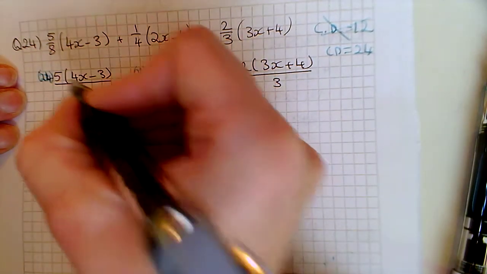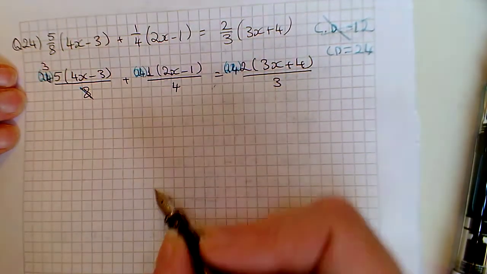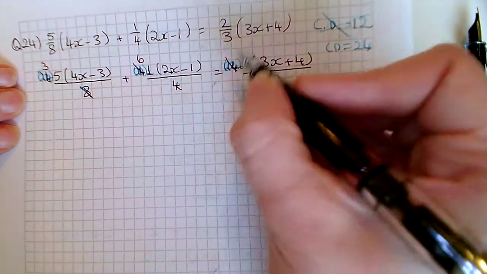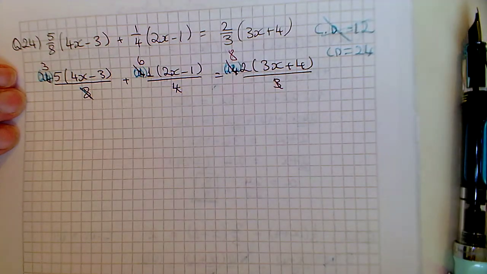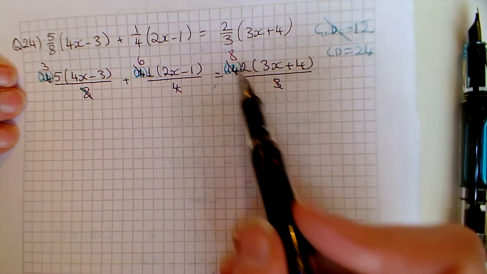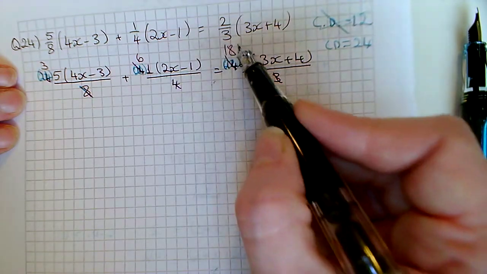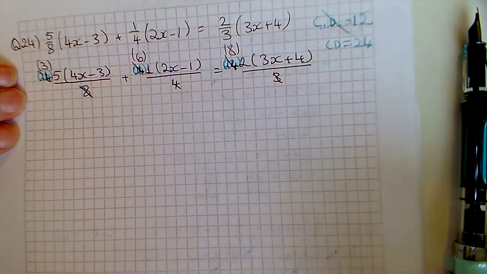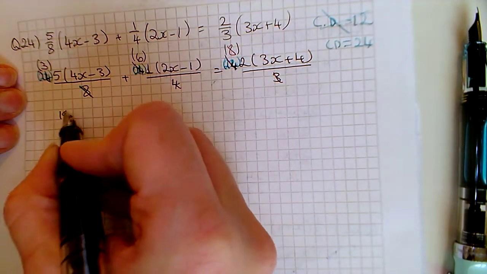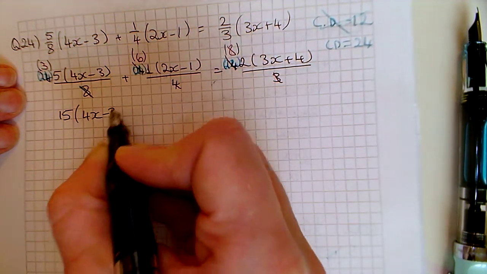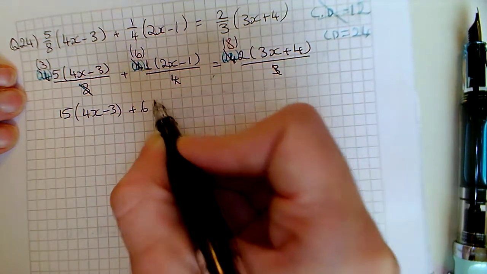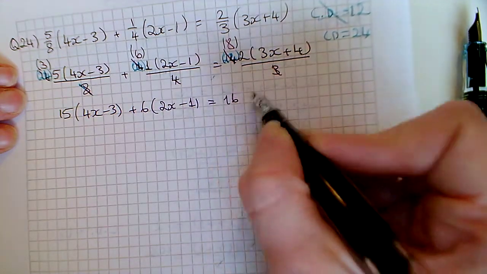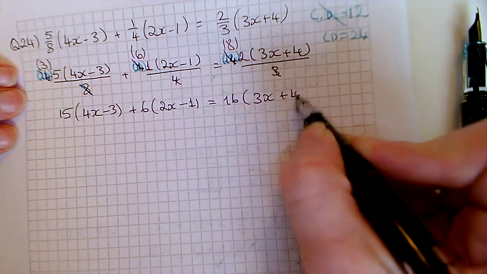So 8 into 24 goes 3 times, 4 into 24 goes 6 times, and 3 into 24 goes 8 times. Here's where people might make a mistake and write down something like 82, but of course that is 8 multiplied by 2, 6 multiplied by 1, 3 multiplied by 5. So 3 times 5 is 15 bracket 4x minus 3, plus 6 by 1, 6 bracket 2x minus 1, equal to 8 by 2, 16 bracket 3x plus 4.